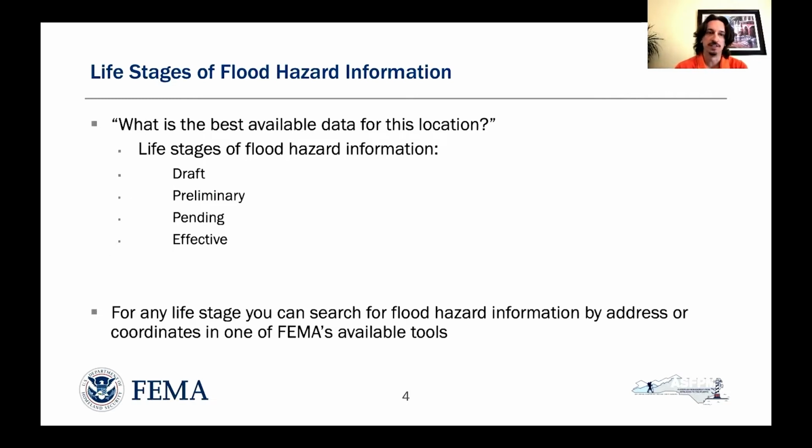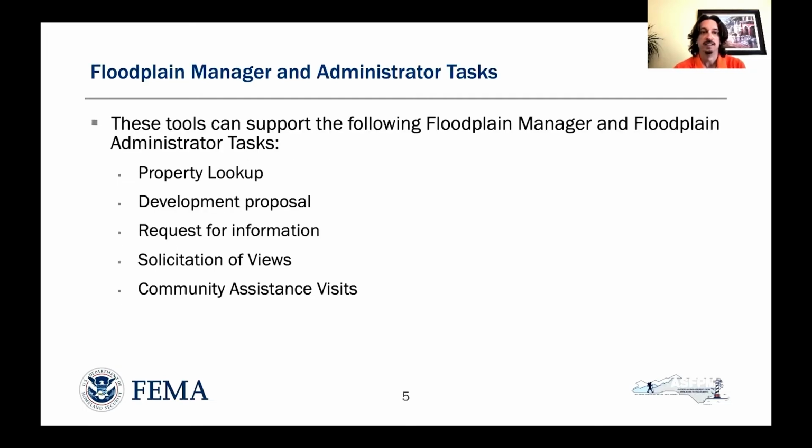The flood hazard information moves through some life stages in the Risk Map program. For those of you not familiar: draft, preliminary, pending, and then effective. And we'll walk through how to find data for each of those life stages in this presentation. For any of them, you can just search by address in one of FEMA's available tools. And these tools can help you accomplish some common tasks in your day-to-day workflow, like property lookup, development proposals, requests for information, solicitation of views, and community assistance visits.